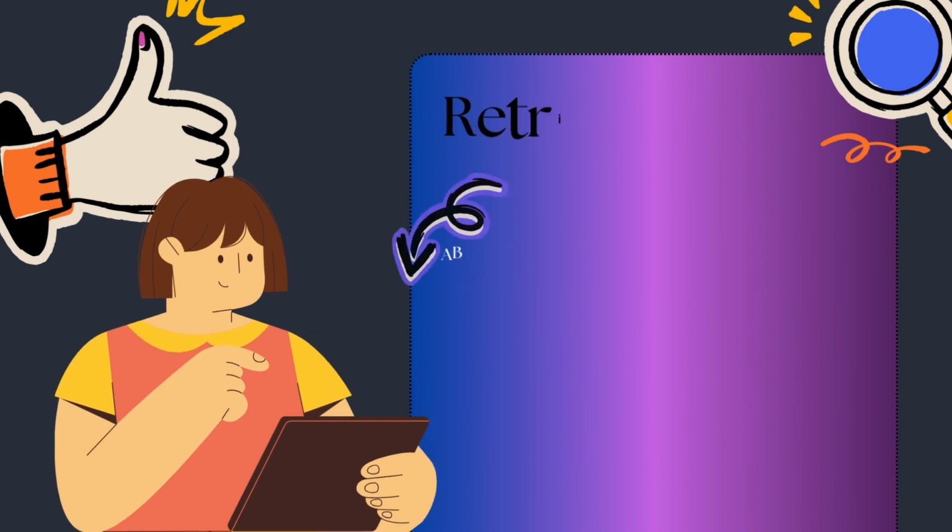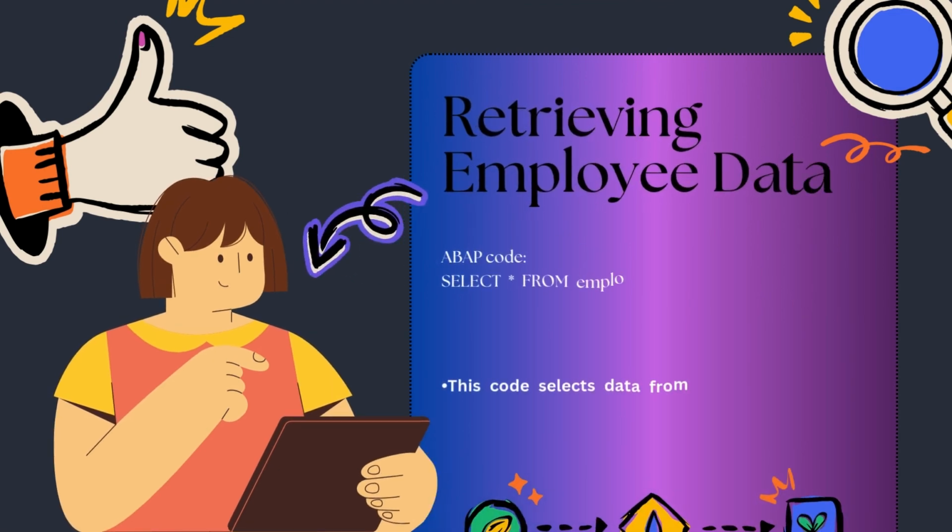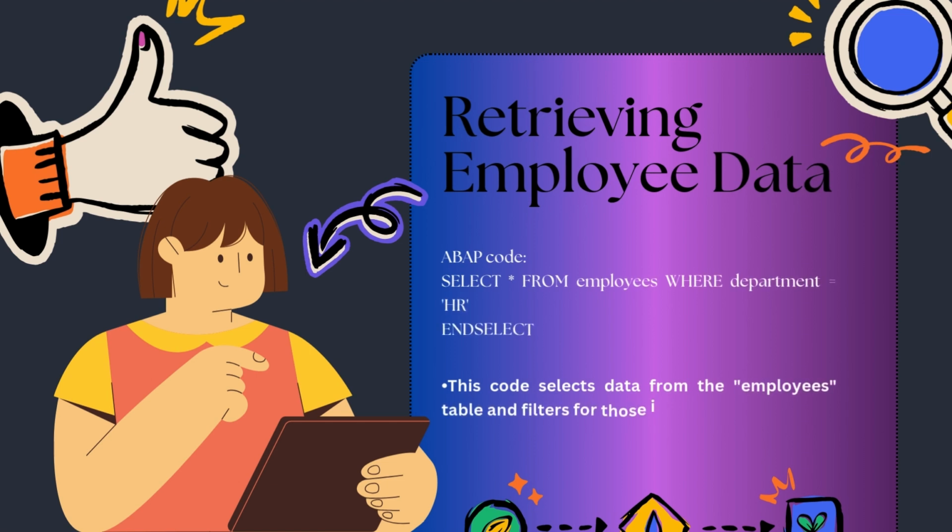Let's take a quick break from theory and jump into a simple example. Imagine your company needs to see all the employees in the HR system. You need a list of their names, departments, and contact details. As an ABAP developer, your job would be to write code that pulls this information from the database and displays it in an easy-to-read format.